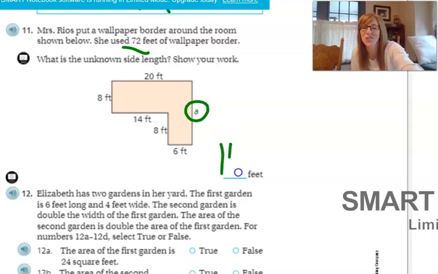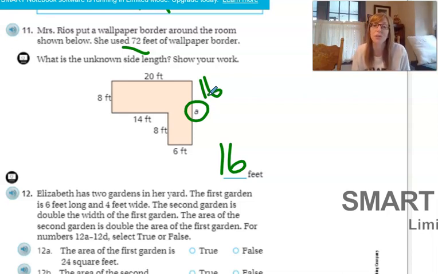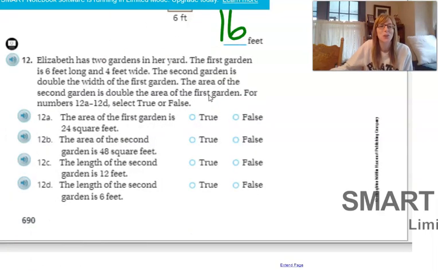Okay, did you come up with 16 feet? I hope you did. All right, so this A right here, if you add it up, 20 plus 16 plus 6 plus 8 plus 14 plus 8, all of that should equal the 72, which is the distance around for your wallpaper border. All right, we're going to move on to Elizabeth.